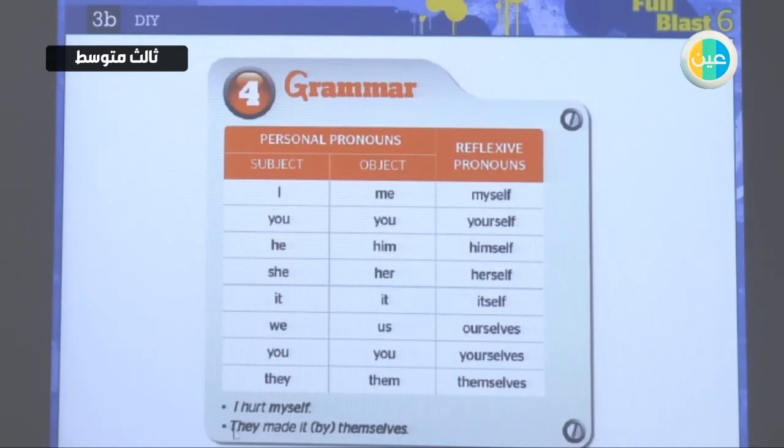The second one, they made it by themselves. They is the subject. We use themselves here because the subject is the same as the object. Look at the word by. By here shows that someone is alone or they did it without any help. They did the action without any help.